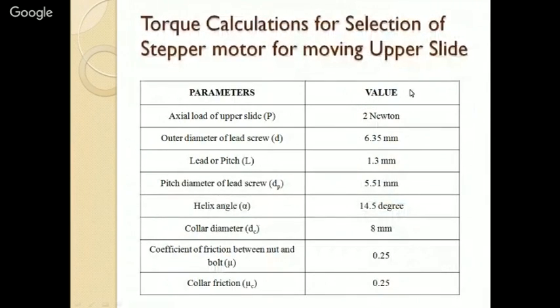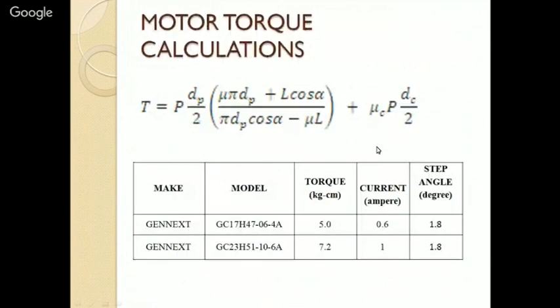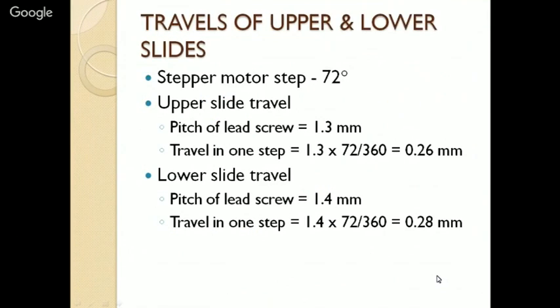Then basically how motors were selected. So the torque calculations for selection of stepper motors. That was the data. This is the torque calculations, and using this, these two motors were selected, having a torque of 5 and 7.2 kg centimeter with these current ratings, and step angle was 1.8 degree. Now these are travels of upper and lower slide.